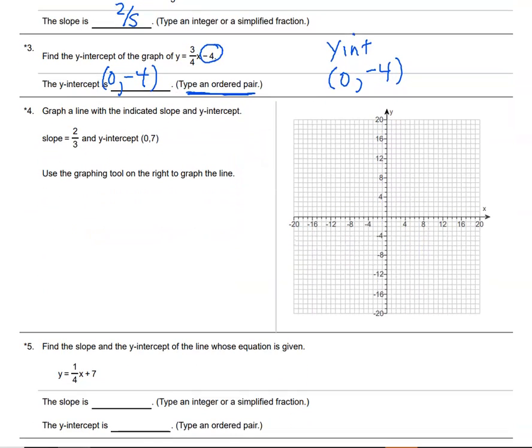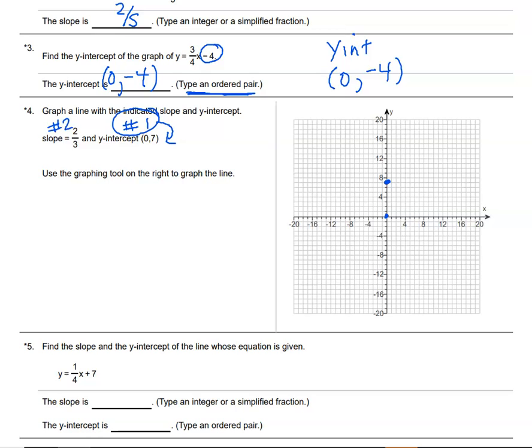Number 4 says graph a line with the indicated slope and y-intercept. You always graph the y-intercept first. So you do this first. We go to our graph and we find the point 0, 7. Well, 0 on the x-axis is right here. Then we would go up to 7, it's a little bit below 8, and put a dot there.